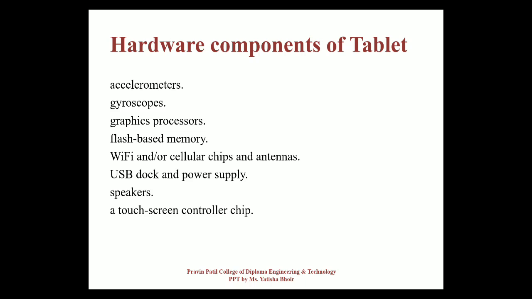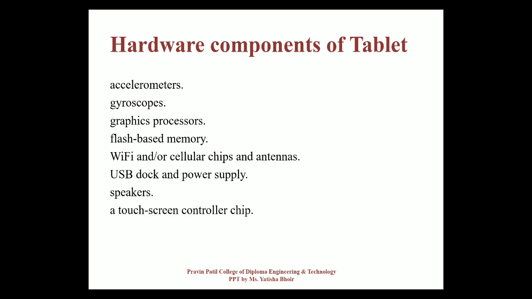Next is the graphics processor, used to improve the graphics HD quality. Flash based memory. This is the type of memory which is used to store the data. Next is the Wi-Fi. Wi-Fi is wireless fidelity. We all know what Wi-Fi is. Wi-Fi is used to get the internet, right? Next is the USB dock and power supply. So the tablet also contains a USB dock. USB's full form is Universal Serial Bus, and it is used to attach your pen drive or any secondary storage devices, right?